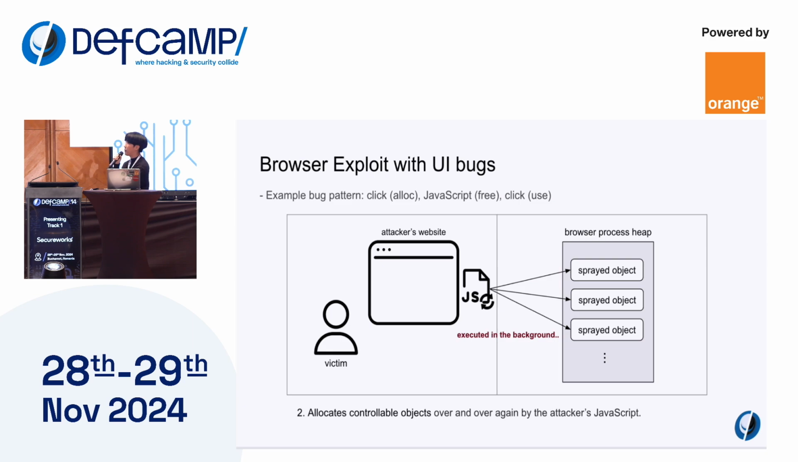Then the second step is allocating controllable objects over and over again using the attacker's JavaScript. Since the victim has opened the attacker's website, the attacker can execute any JavaScript they want. The reason for this repeated allocation is object reallocation.